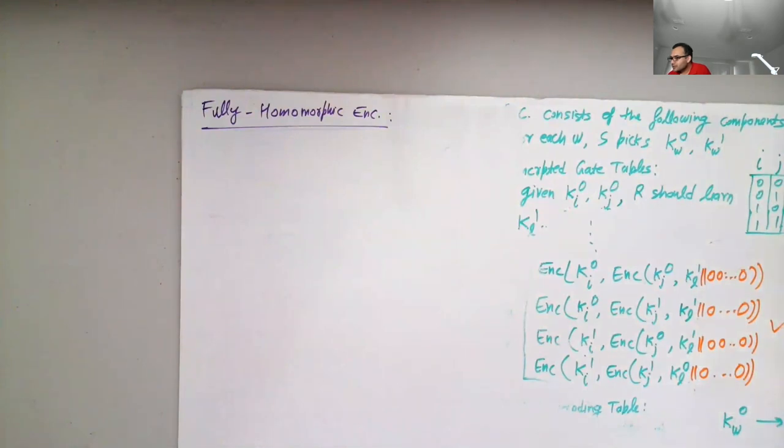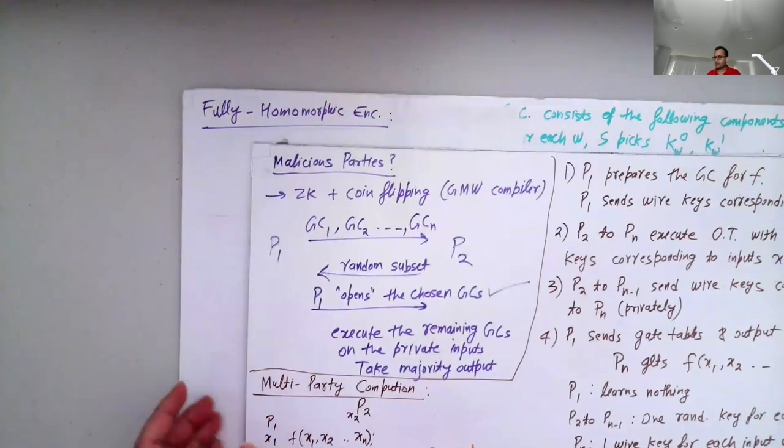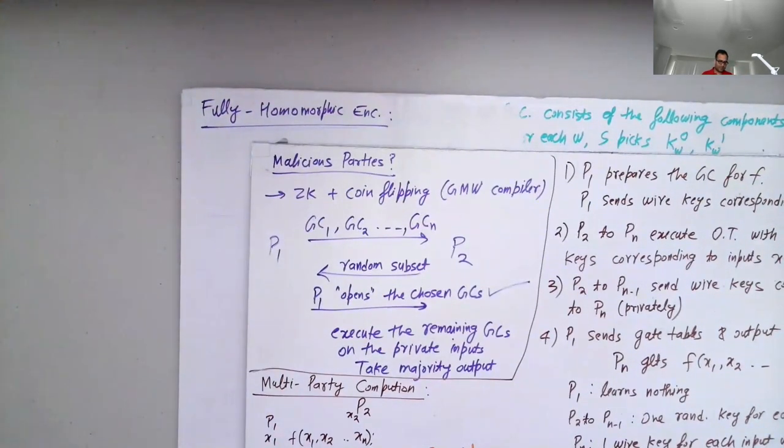So there's a question: I don't quite understand the construction. Do you mean malicious parties or multiple parties? Why does it help to send multiple garbled circuits? Oh, you're talking about this construction. So what is the problem for malicious parties? The key problem is what if P1 is malicious? P1 can prepare a wrong garbled circuit, which can give you the wrong output, right? This is really a problem with correctness. It's not a problem with learning the input, or with the security as such.